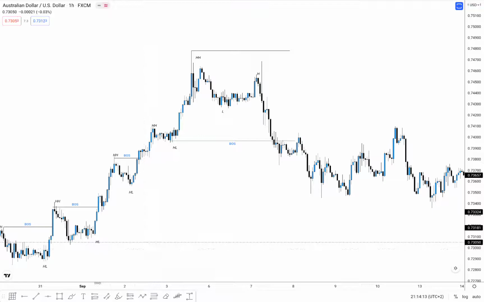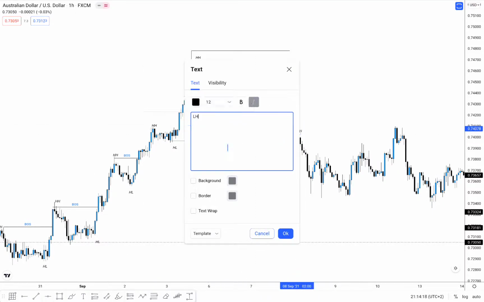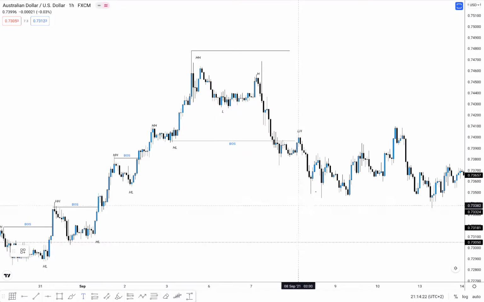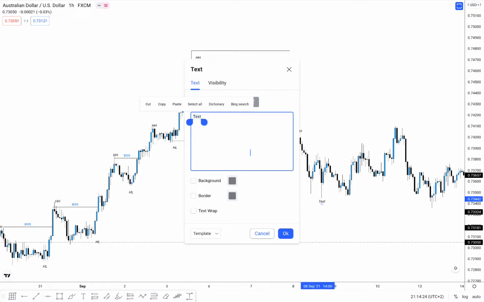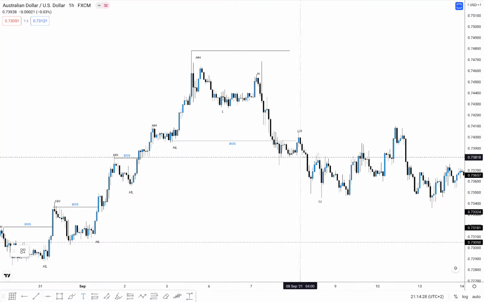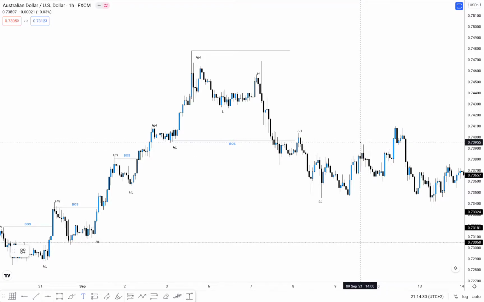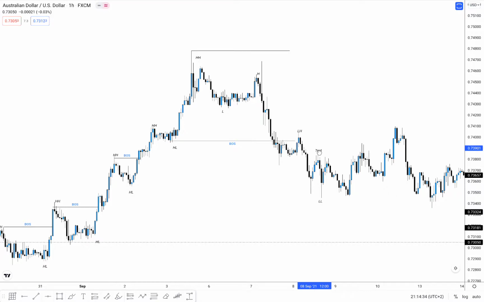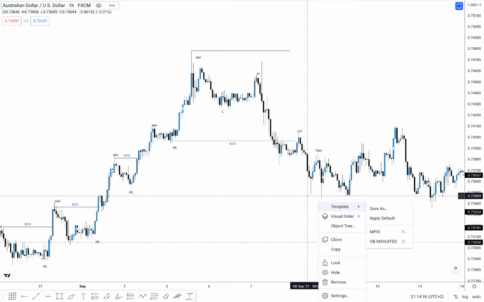We can clearly see we create a lower high, then a lower low, right? Lower high. Let's put this here.